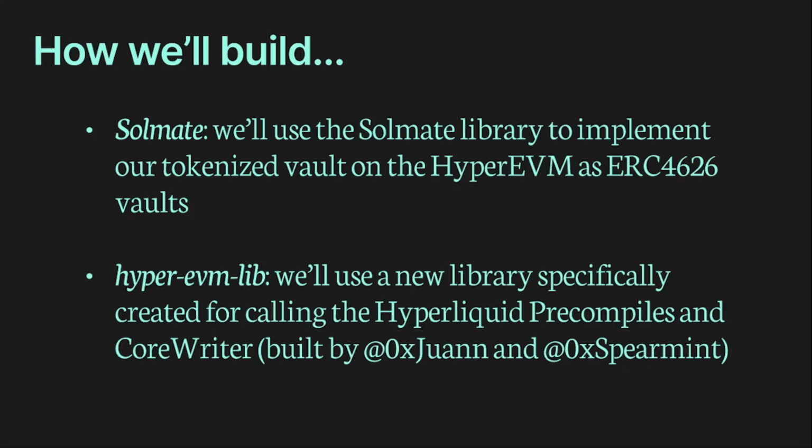We're also going to use hyper-evm-lib. This is a new library created by 0x1 and 0xperiments from Obsidian Audits, and instead of calling the precompiles and CoreWriter directly, we're going to use their new library, which is great, and that's going to abstract away a lot of the complexity. The Hyperliquid docs around precompiles and CoreWriter aren't great, and this hyper-evm-lib, to be honest with you, is a much better resource for understanding how it works, and I think everybody should look into hyper-evm-lib on GitHub.